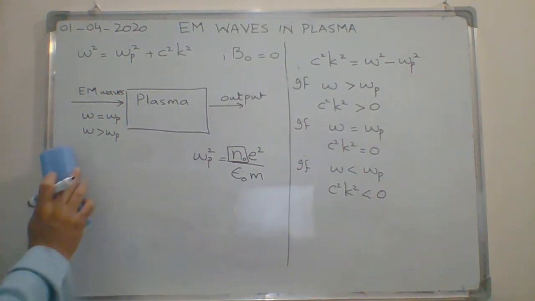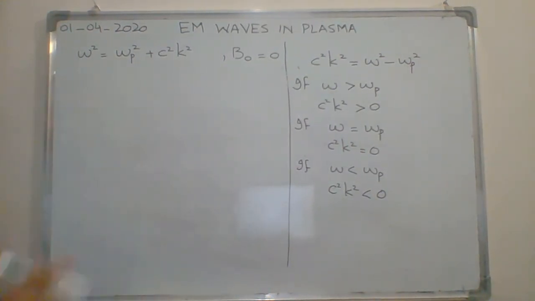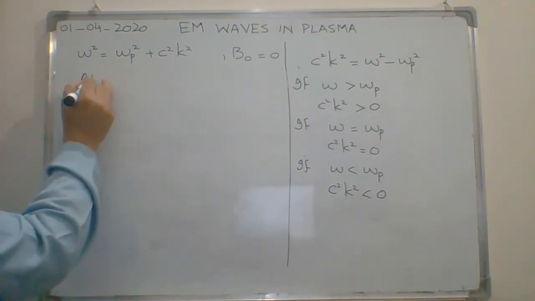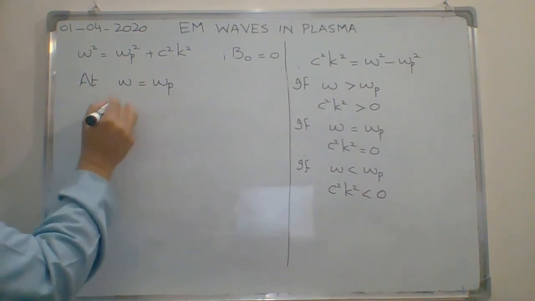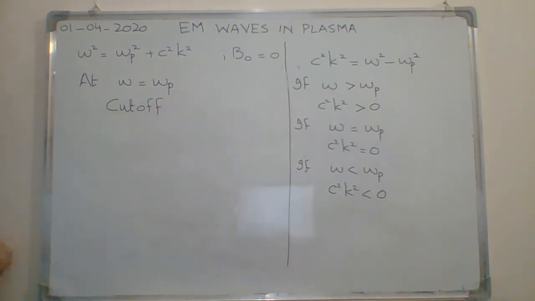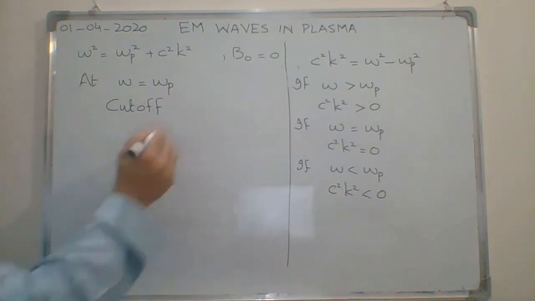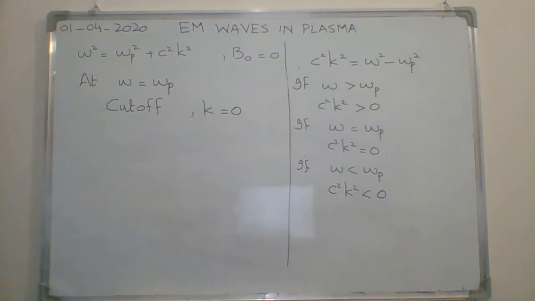This situation, which is called omega equals omega p, we call a cutoff. It means k equals 0. There will be no propagation of the wave, and we can find out the density, as I already told you.